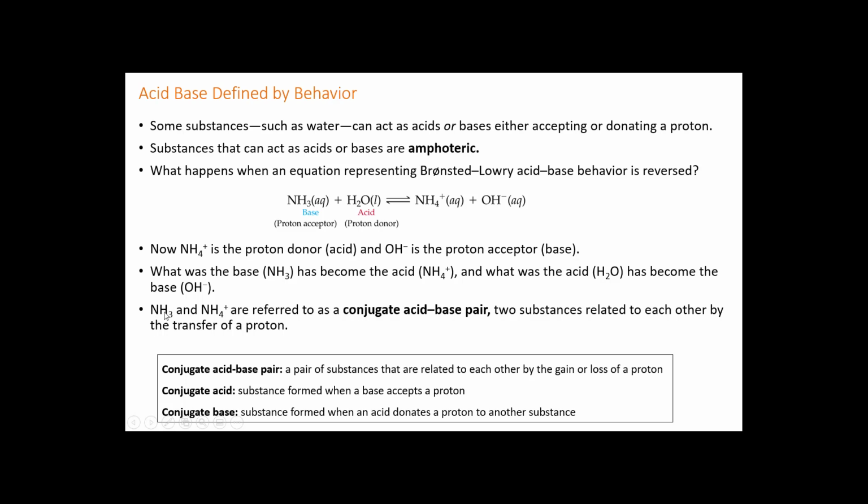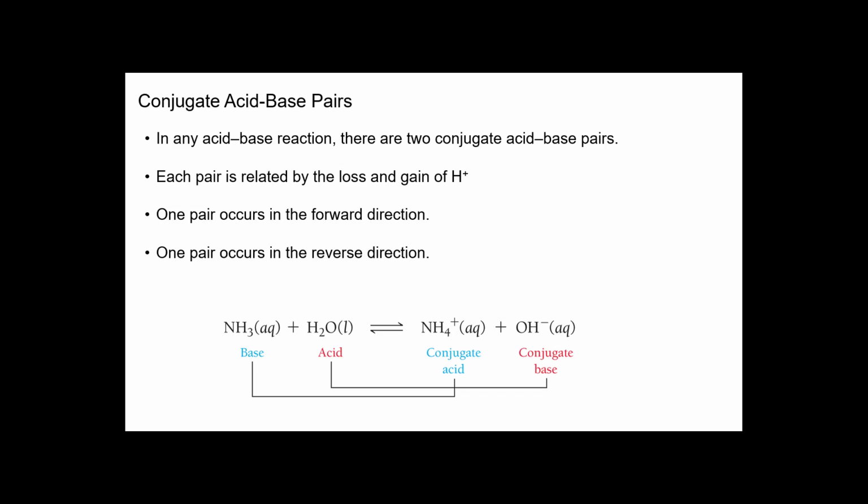We pair these up. So in this case, ammonia and ammonium ion are a conjugate acid-base pair because they are related to each other by the transfer of a proton. So this base received a proton. These two are linked up because they're related by the transfer of a proton. And the same thing for the water and the hydroxide. They are linked up. They are a conjugate acid-base pair because, again, of the transfer of a proton. So this is a base with its conjugate acid, and this is an acid with its conjugate base.